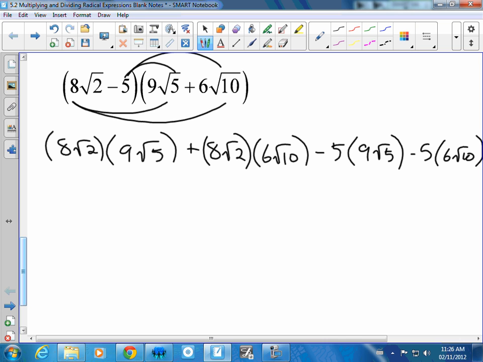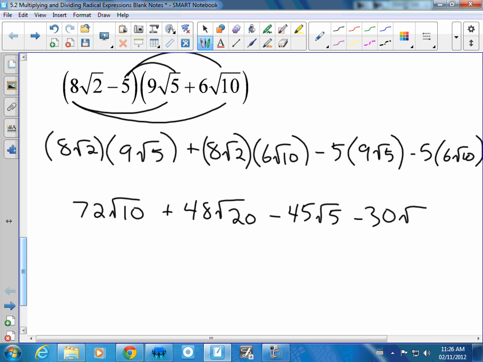So we're doing this first multiplication. 8 times 9. 72 root of 10. That's easy. Okay. Plus 8 times 6. 48 root of 20. Well, that's not bad. Minus negative 5 times 9. 45 root of 5. Negative 5 times 6. 30 root of 10. You're done, right? You go for coffee, right? Yeah. No, you got to reduce it.